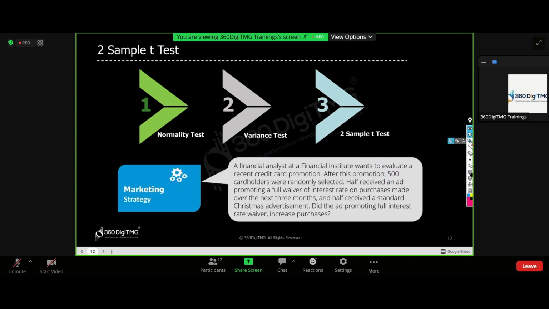And here the business problem is marketing strategy. A financial analyst at a financial institute wants to evaluate a recent credit card promotion. After the promotion, 500 card holders were randomly selected. Half received an ad promotion, a full waiver of interest rate on purchases made over the next 3 months, and half of them received a standard Christmas advertisement.